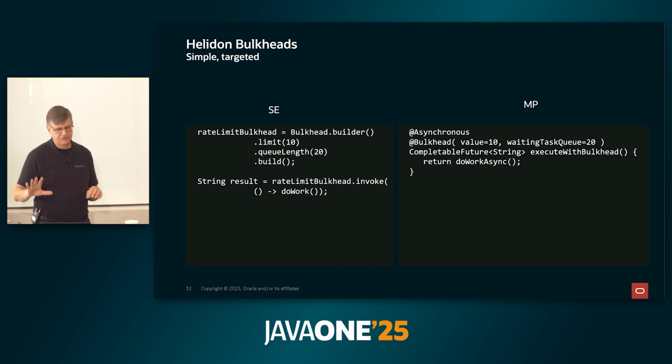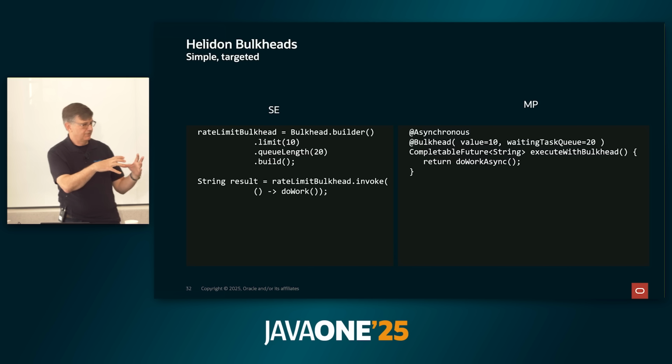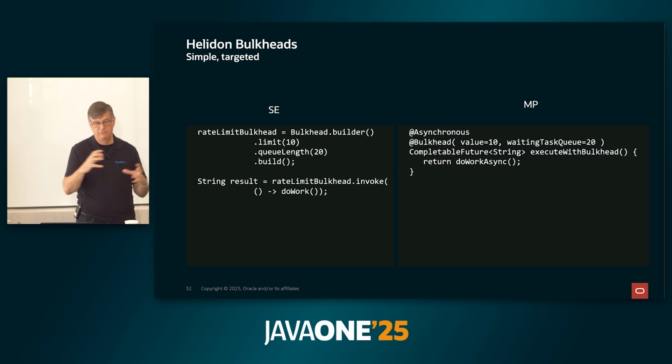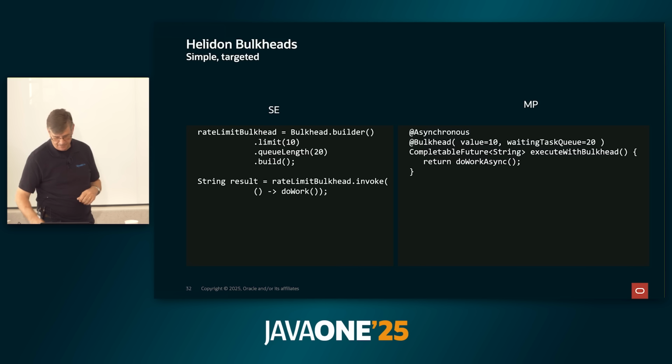Okay, so I described a couple of global mechanisms for managing rate limiting and concurrency at a global level. And then you can use semaphores or bulkheads, which are a little friendlier, to do it around specific code that you want to protect.